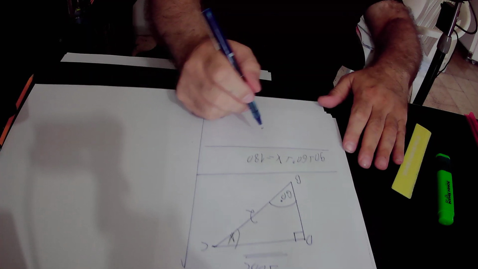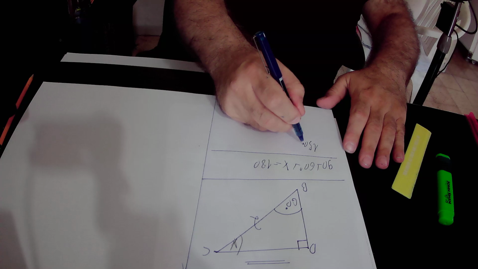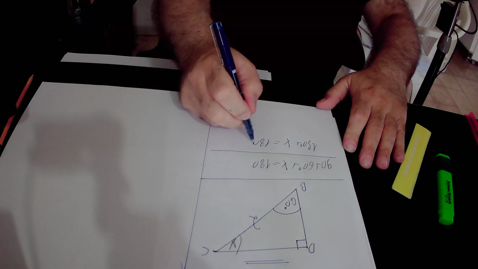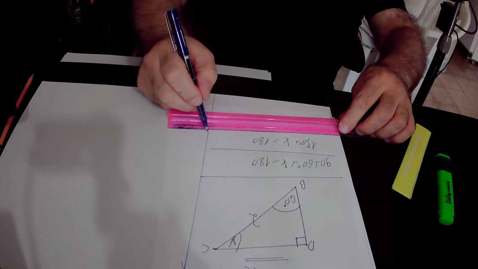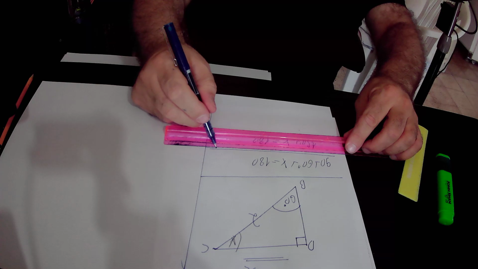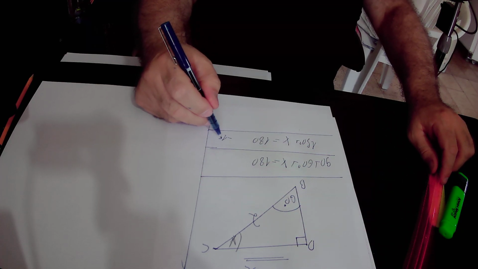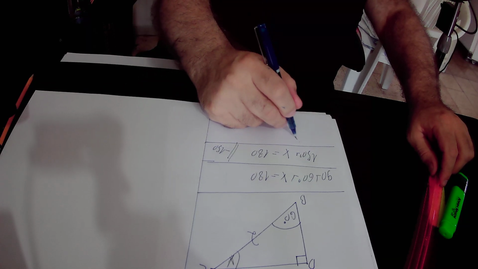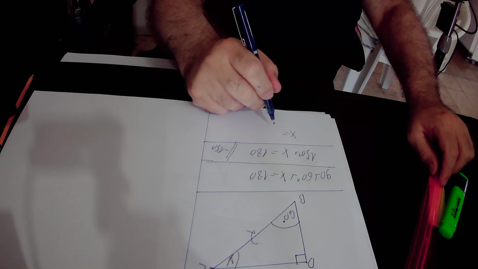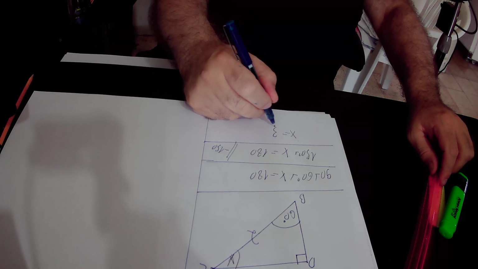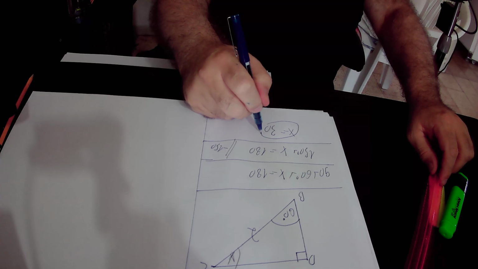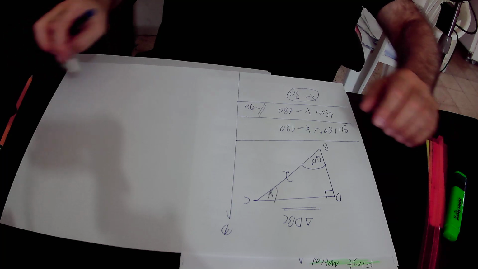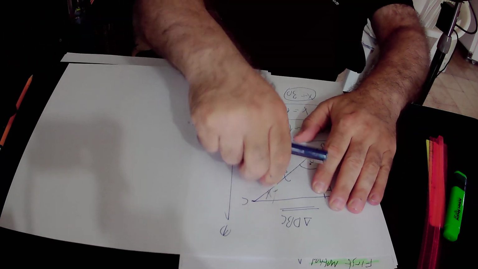Here 90 degrees plus 60 degrees is 150 degrees, plus X equals 180 degrees. Here we subtract 150 degrees from this equation, and we get that angle X equals 180 degrees minus 150 degrees, which is equal to 30 degrees. So here the missing angle X is equal to 30 degrees. Write it down.